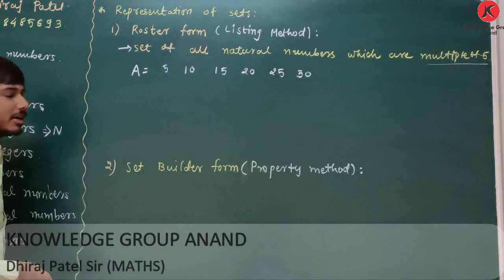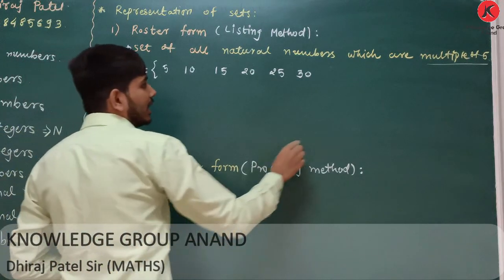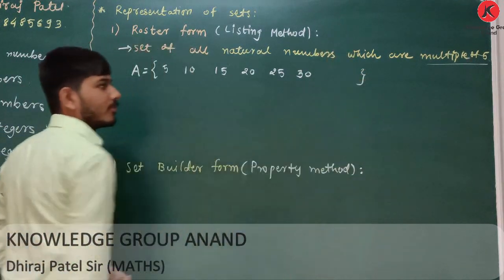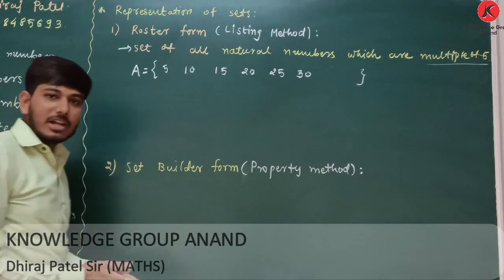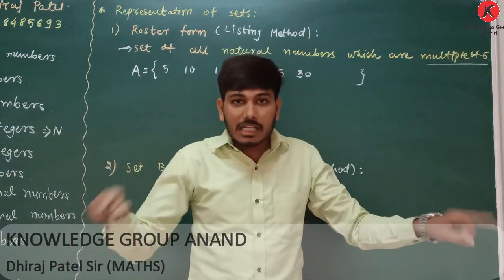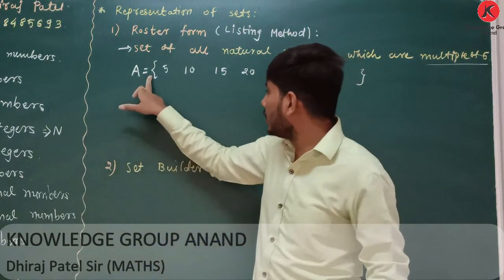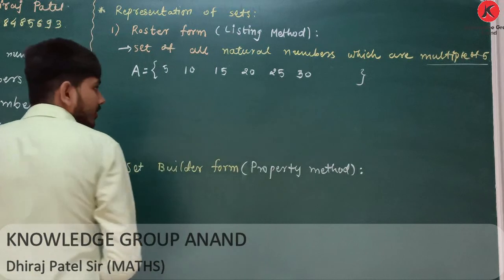Now, if you are writing all the elements in listing method, then you have to use curly brackets. So all elements of a set can be represented in curly brackets. A equals to. Now see here.